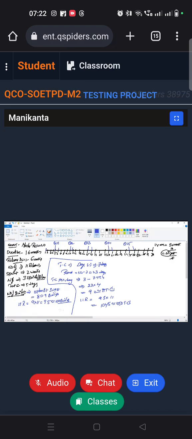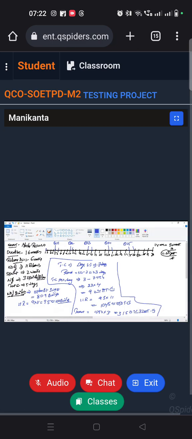Total how many people are there in the team? 1050 into 3 is equal to 3150 to 3200 test cases are there in my project. So total how many test cases are there in my project? 3150 to 3200. Understood everyone? Clear? Yes.